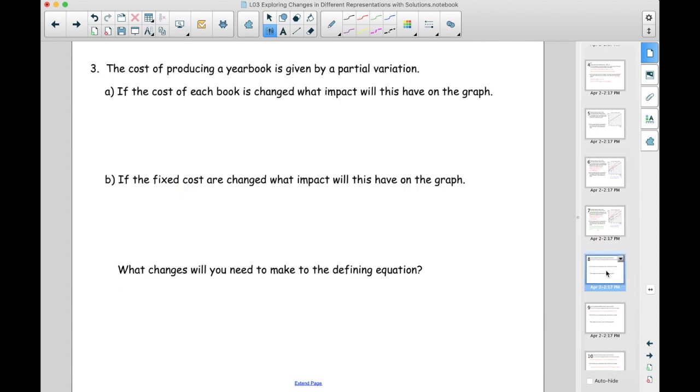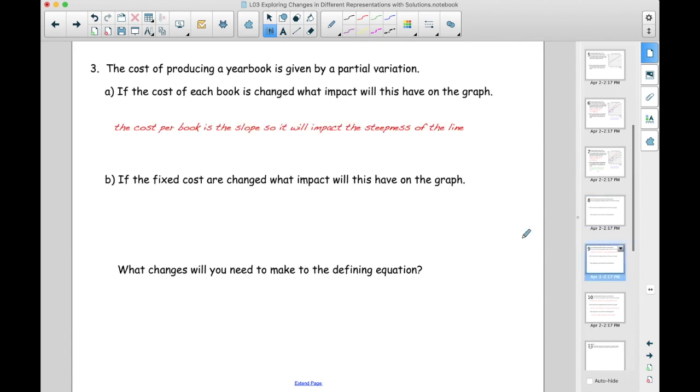And we'll try a bit more in terms of consolidating. The cost of a yearbook is given by a partial variation. If we change the cost of the book, what impact will that have on the graph? And remember, you need to talk about starting point and steepness. So will the graph get more or less steep? Will it stay the same? Will the graph shift up or down? Or will it start from the same point? Again, a time to ponder, pause. All right, resuming to take this one up.